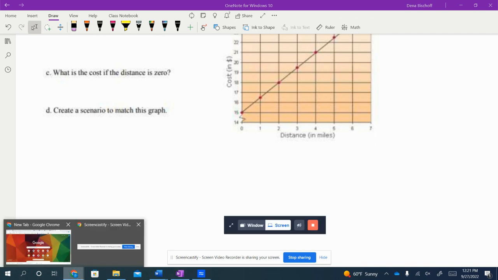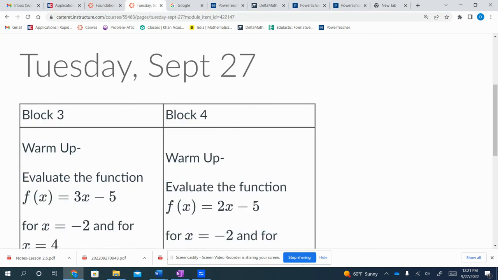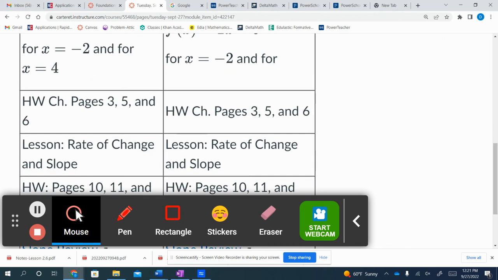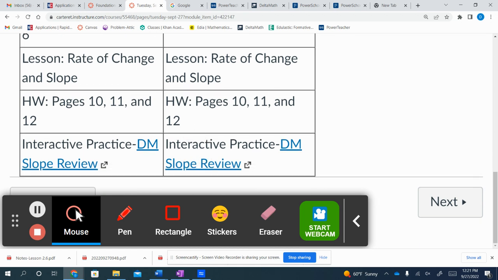Now I numbered my note packet and I did not number your guys' note packet. That's really not true. I numbered it using headers and footers, but they didn't work. So I wrote on here that you are completing pages 10, 11, 12. If you numbered your packet, it would be pages 10, 11, and 12. Okay? You also have this Delta Math slope review. You have 2 things. Okay? Got it?